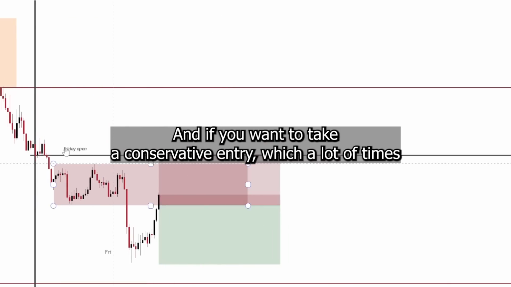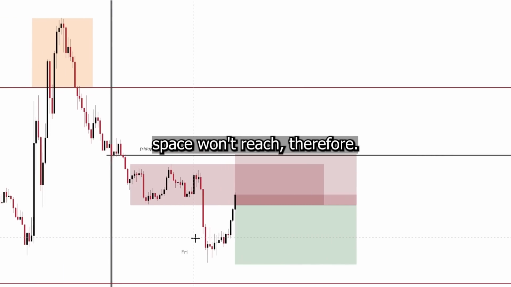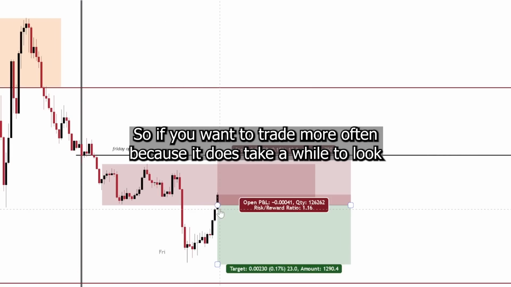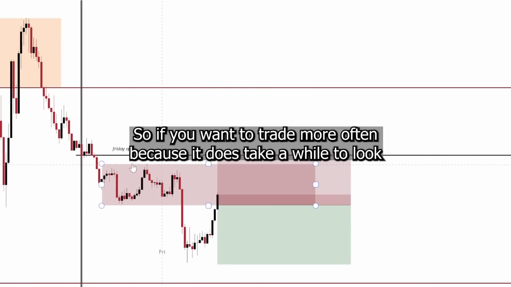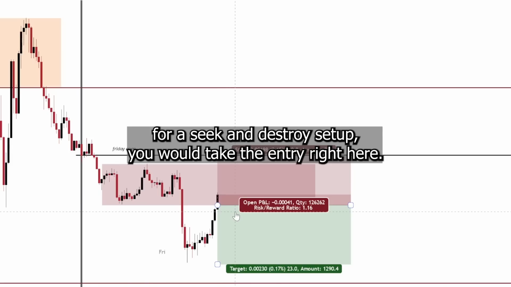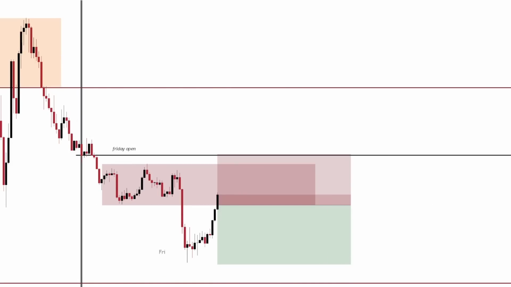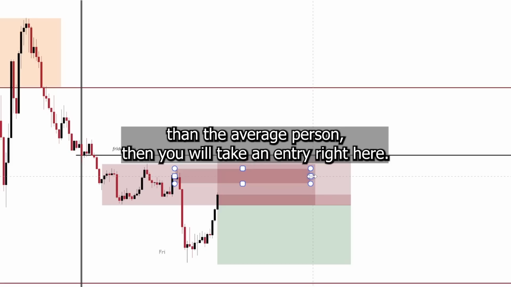And if you want to take a conservative entry, which a lot of times price won't reach that far. So if you want to trade more often, because it does take you a while to look for a seek and destroy setup, you would take an entry right here. But if you want to take a conservative entry and your patience is even stronger than the average person, then you would take an entry right here.